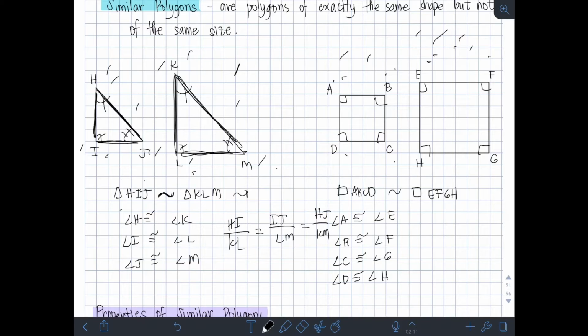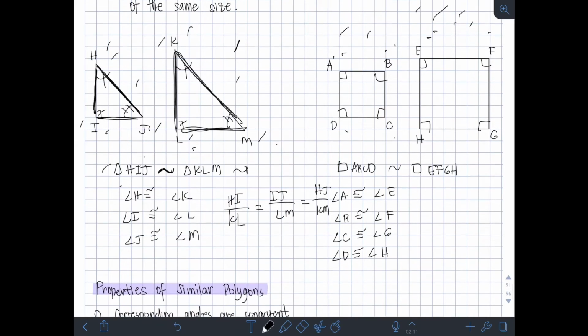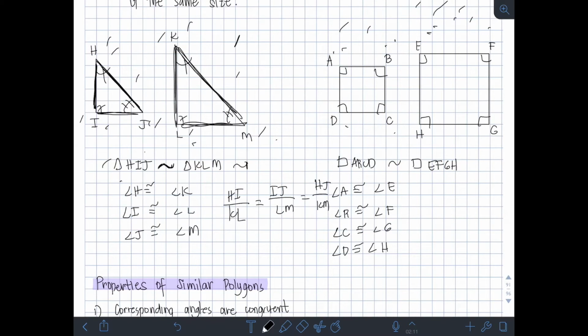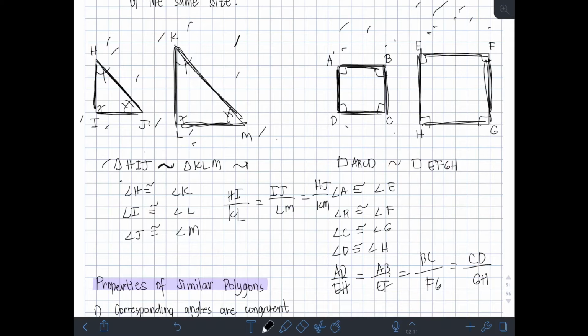So, kaya mahalaga yung proper naming dito sa similarity ng triangles. Okay? Then, same din dito sa dalawang squares. So, we have the ratio of AD over EH. Dapat equal din sa ratio nitong AB over EF, equal sa ratio nitong BC over FG. And last, equal sa ratio nitong CD over GH. Okay, so corresponding sides are proportional.